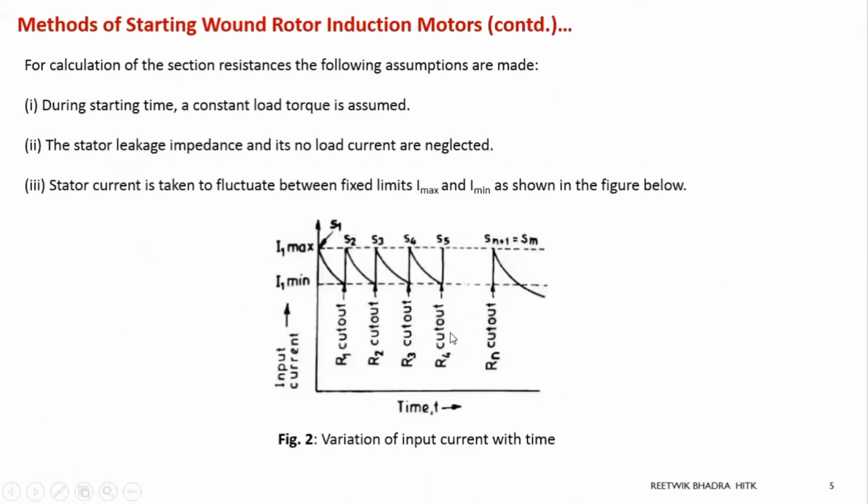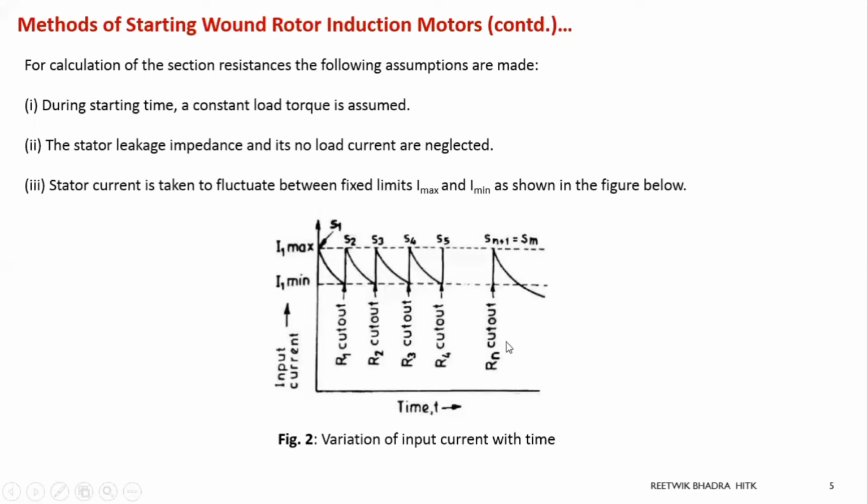If all the resistances are cut off, at the last stage, that is the stage Sn plus 1, that is nothing but the point at which I am considering the torque. It is the slip at which maximum torque occurs, or the torque at which the load is driven. So the full load torque or the maximum torque, if I consider at that point, is considered to be the last stage.